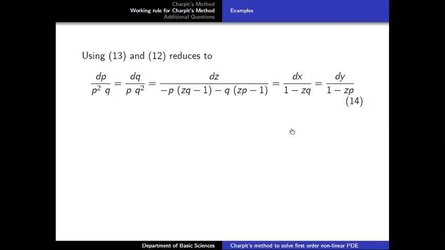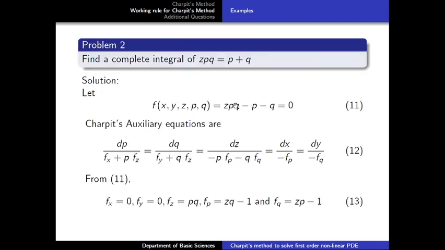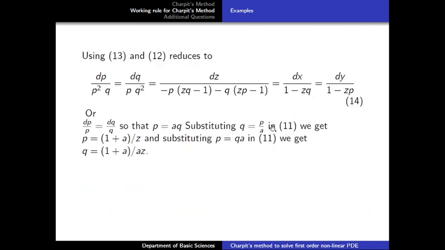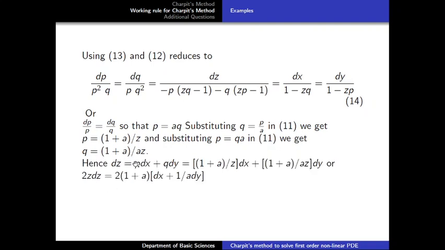Equation 11 is the given equation. In this we substitute p is equal to qa, then q is equal to p by a. We will get p in terms of a and z as 1 plus a divided by z. Analogously, substituting p equal to qa in the same equation, we get q is equal to 1 plus a divided by az. Now we substitute the values of p and q in the equation dz equal to p dx plus q dy, equal to 1 plus a by z dx plus 1 plus a by az dy.